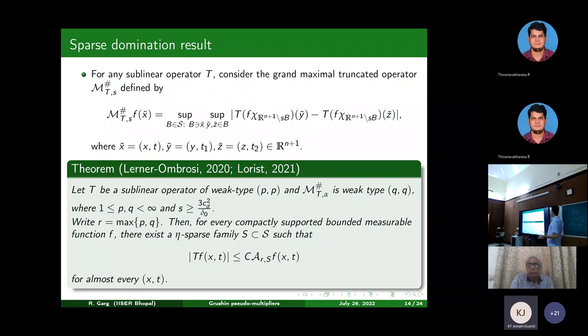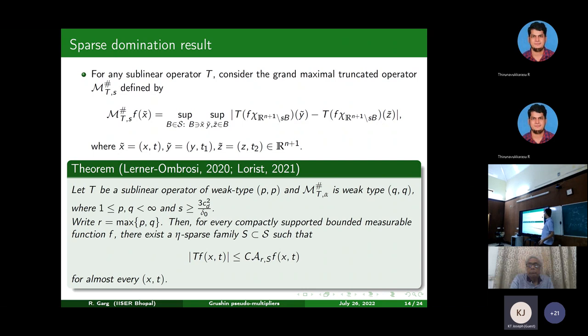So in this kind of scenario, what they proved is a beautiful result. It says that if you give me a sublinear operator which is of weak type (p,p), and if you know that its grand maximal truncated operator is of weak type (q,q), where p and q are numbers bigger than or equal to 1, less than infinity, not necessarily which is bigger, which is lower. Forget about S for a moment, this is technical. And if you write r to be the max of p and q, what you get is pointwise a sparse family. It guarantees the existence of a sparse family such that your operator is pointwise dominated by this sparse family, for r, the maximum of p and q.